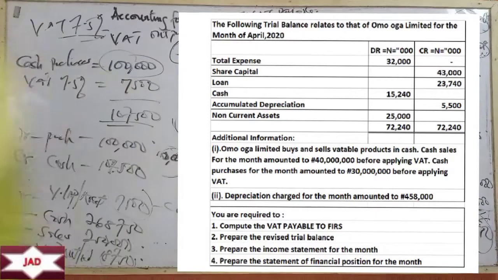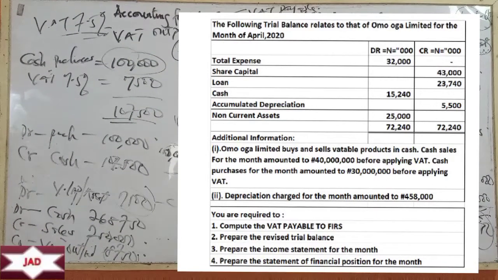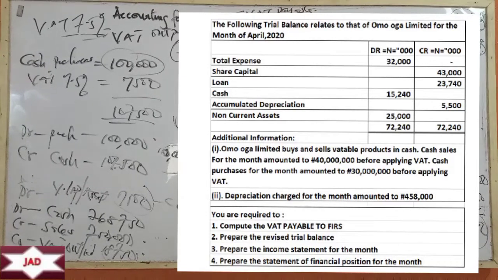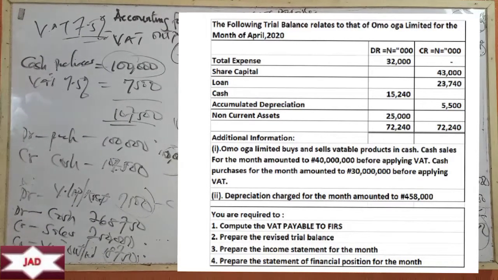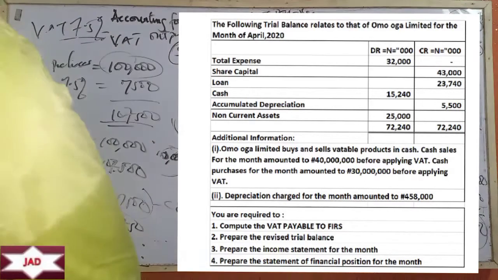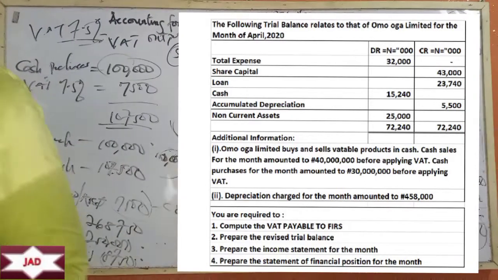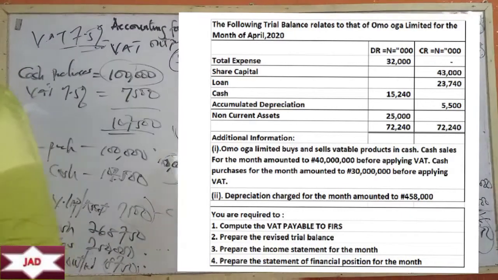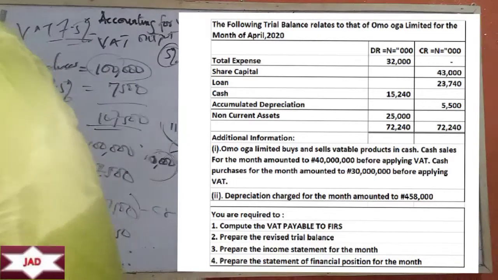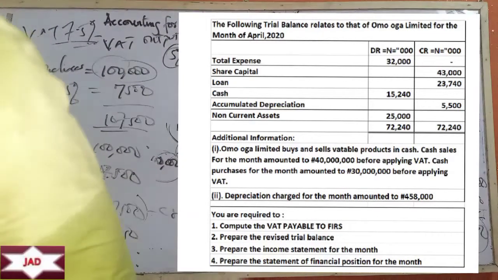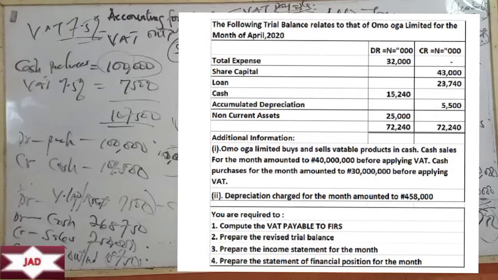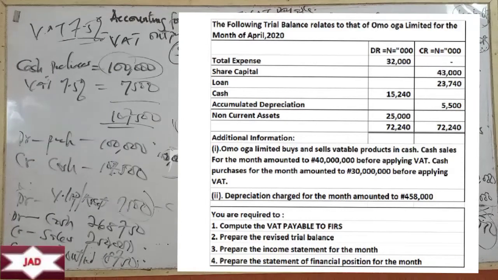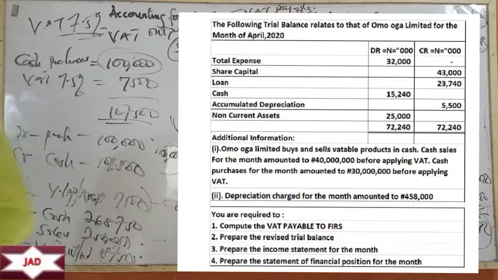Now there's additional information. It's saying that Omo Oga Limited buys and sells vatable products in cash. Cash sales for the month amounted to 40 million before applying VAT. Cash purchases for the month amounted to 30 million before applying VAT. Then the depreciation charge for the month amounted to 458,000 naira. You're required to compute the VAT payable to FIRS, prepare the revised trial balance, prepare the income statement for the month, and prepare the statement of financial position for the month.